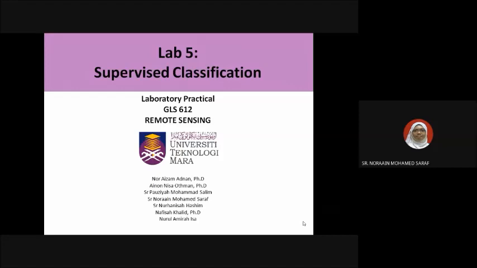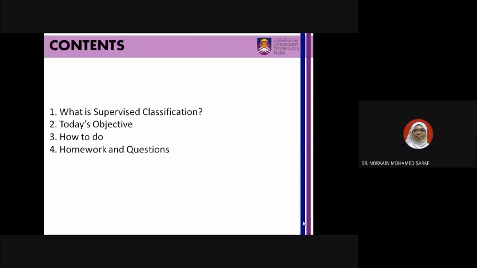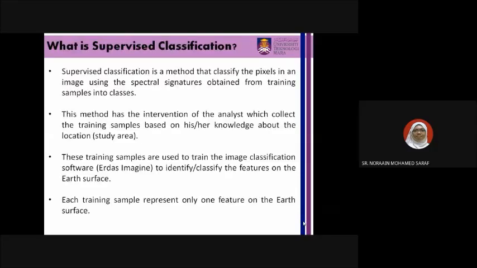Lab 5, Supervised Classification. There are a few contents in Lab 5. What is supervised classification? Today's objective, how to do, homework and questions.